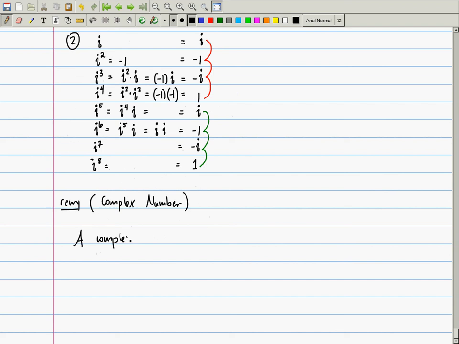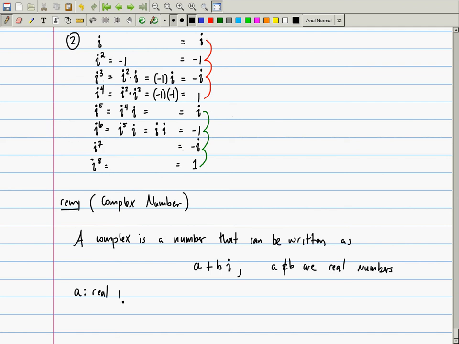A complex number is a number that can be written as a plus bi, where a and b are real numbers. The quantity a is referred to as the real part, and the quantity b is referred to as the imaginary part.